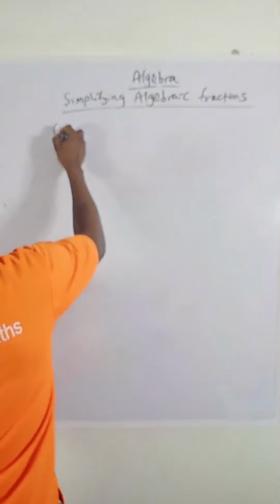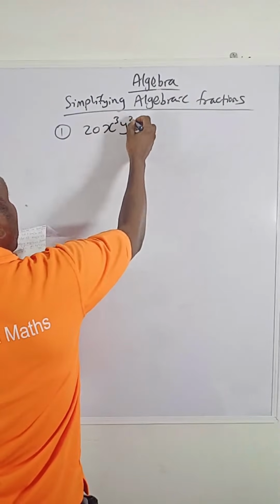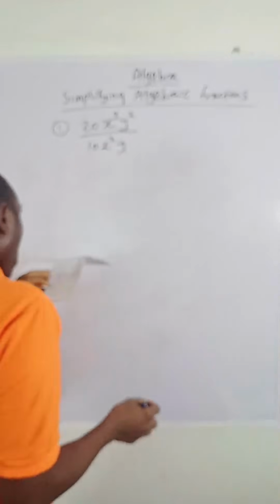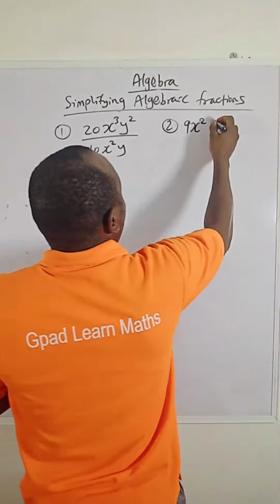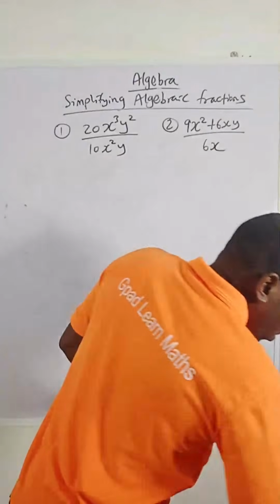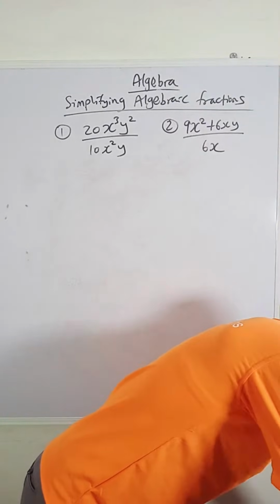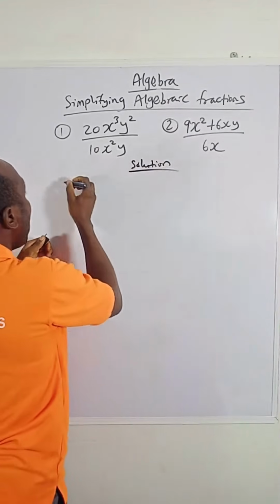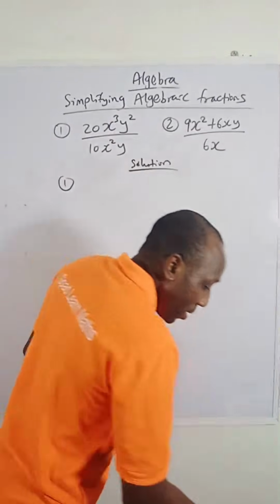All right, let's start with the first one. Number one, what we have here is 20x cubed y squared, all divided by 10x squared y. And for number two, we have 9x squared plus 6xy, all divided by 6x. So let me ask anybody in the chat, can you tell us how you can simplify this first one here? How are you going to simplify this? If you know how to get it, drop your answer in the chat.